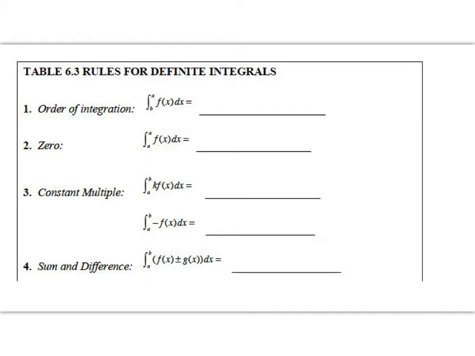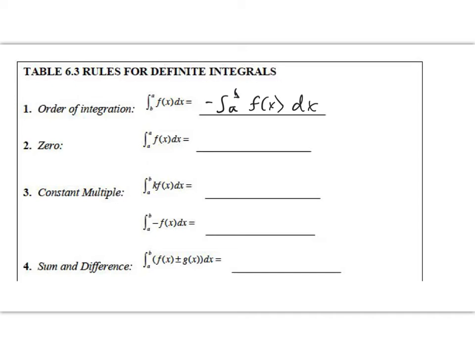Now, the order of integration, if you go from A to B, or B to A rather, in this case, you notice that the B is down here and the A is up here. You can simply switch the order of integration, but it'll cost you putting a negative sign in front. So that's a pretty straightforward thing. It's almost like the idea of working backwards when you go to do your integration.